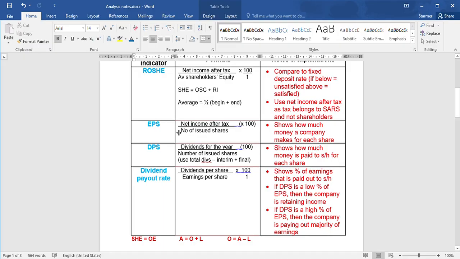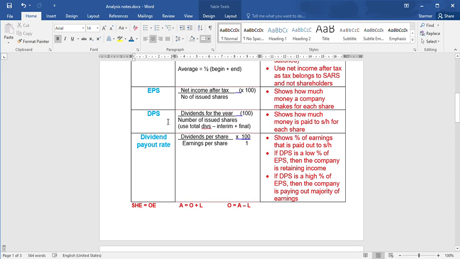Right, the next one is called earnings per share. You take your net income after tax here, divided by your number of issued shares, and because you're converting from a rand figure here to cents, and earnings per share must always be quoted in cents, we're going to multiply by 100. And this shows how much money a company makes for each share that it has.